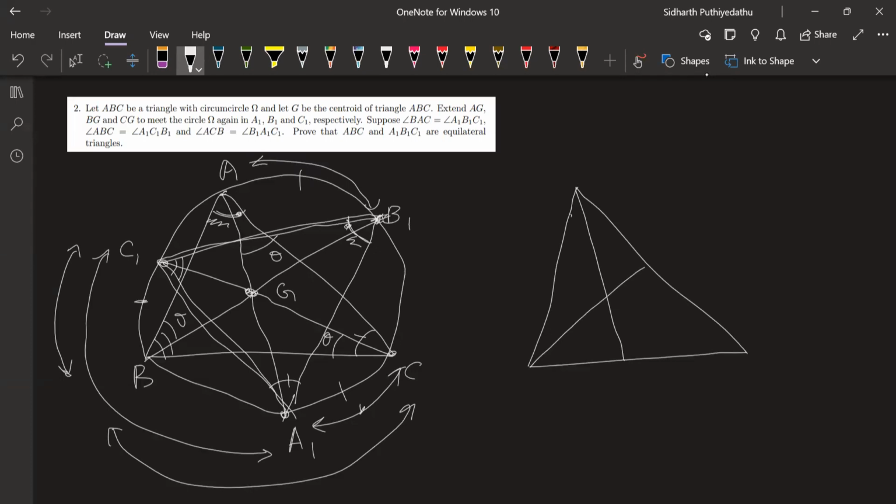You have the three medians, and they've given us that these three angles are equal. Let's call these medial points, the midpoints, D, E, F. And they're asking us to prove that this implies that ABC is equilateral. Because as I mentioned earlier, ABC equilateral implies that A1, B1, C1 equilateral because they're similar.